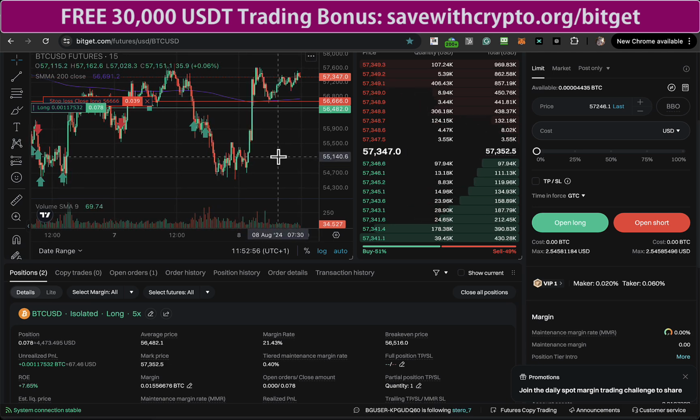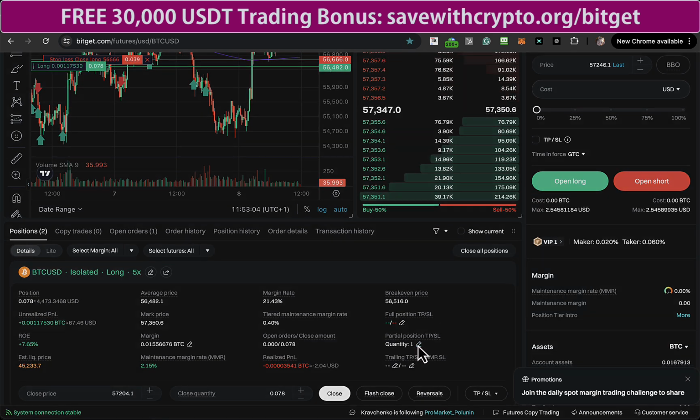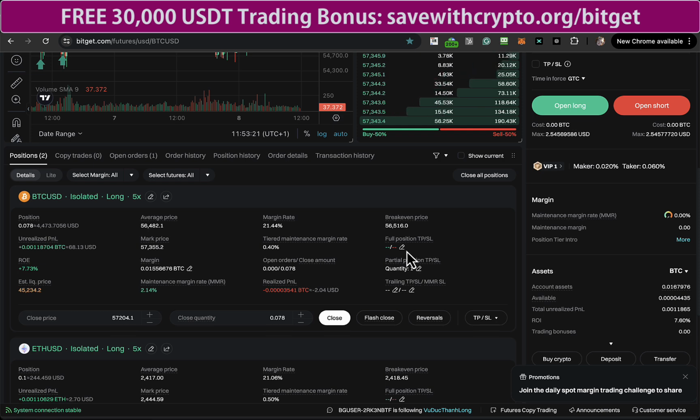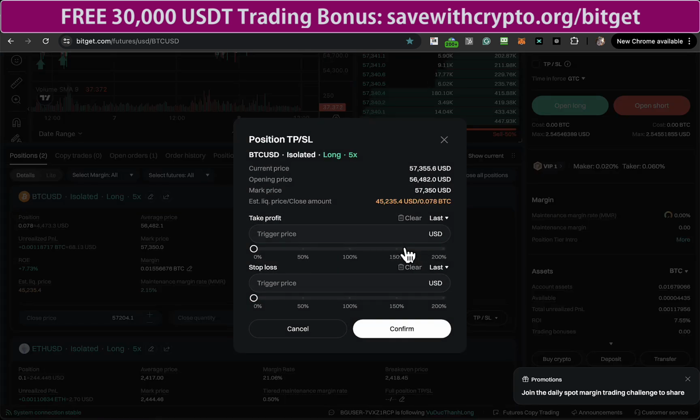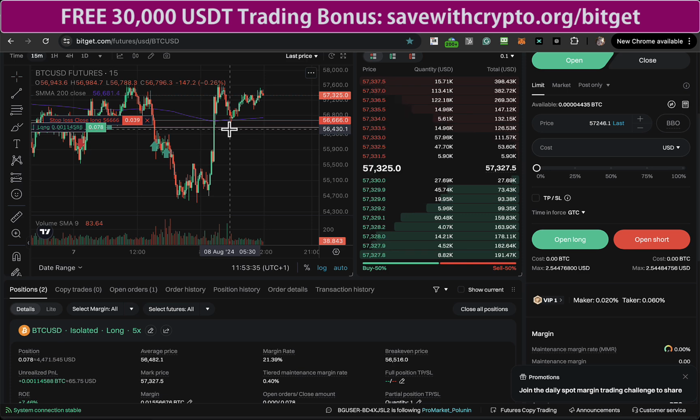But generally it means I've got more dry powder to play with. So that's what I'm doing there. You can set the partial stop loss by using this thing here, or if you want to set a full position stop loss, you can use this one here. But what I'm trying to do is get as good an entry as possible.